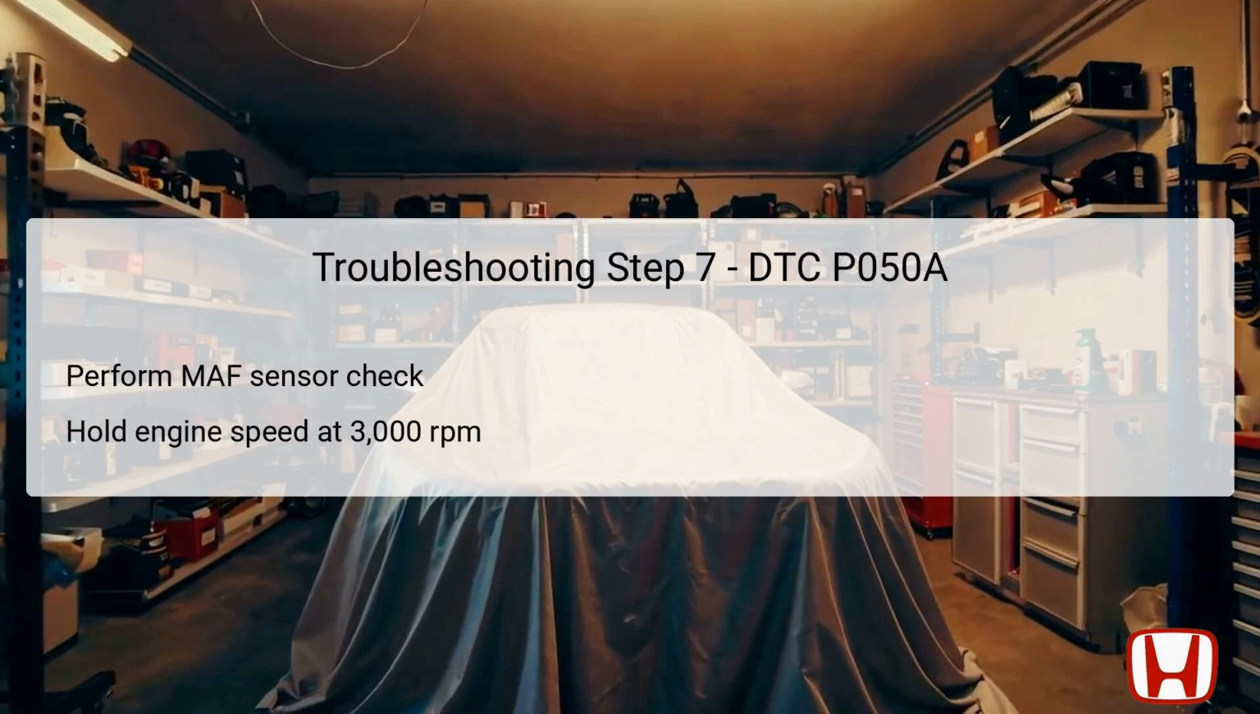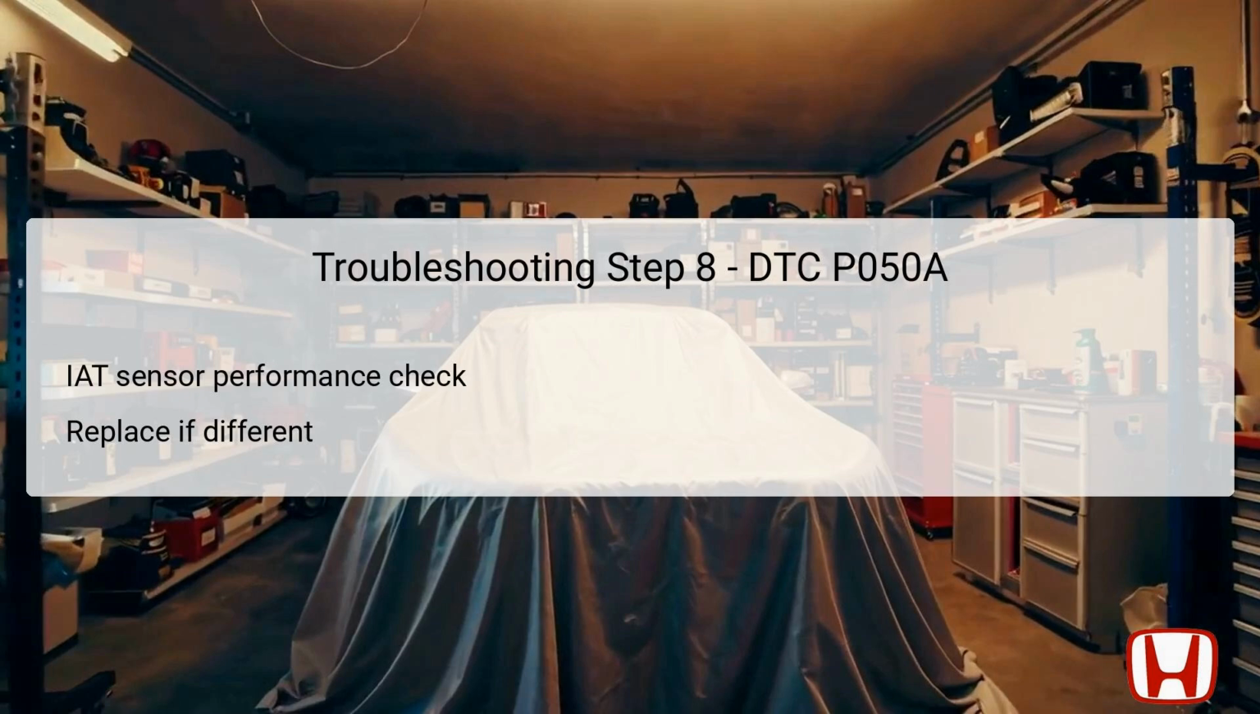If the values fall outside this range, it indicates that the MAF sensor, IAT sensor 1, might be defective and should be replaced. It is vital in ensuring that the system measures airflow accurately, which is necessary for optimal combustion and engine performance. In this final troubleshooting step, you will perform a check on the intake air temperature IAT sensor.